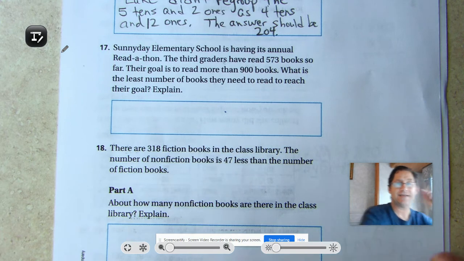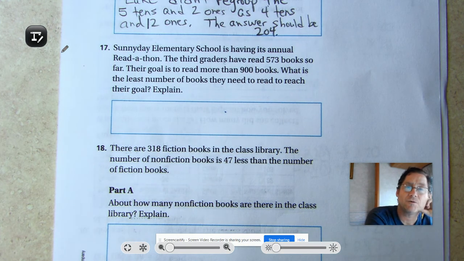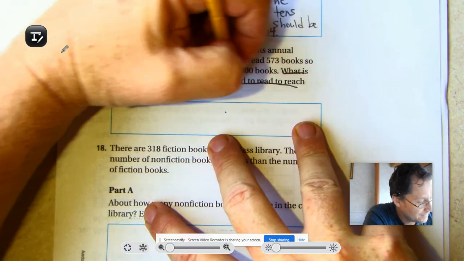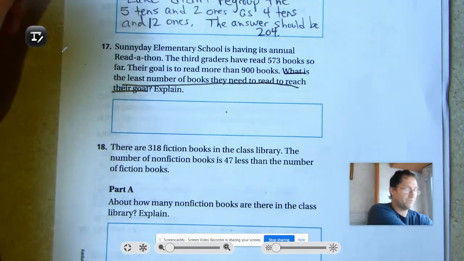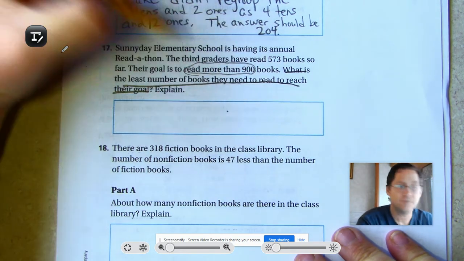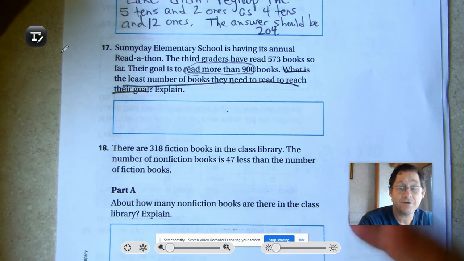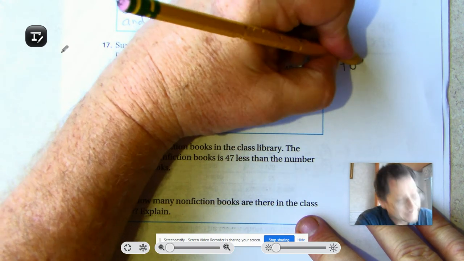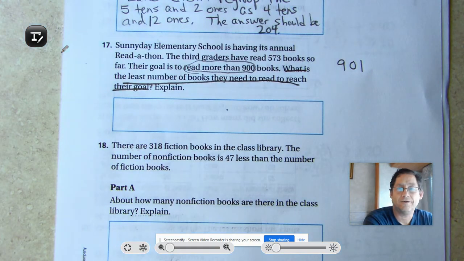Number 17, Sunnydale Elementary School is having its annual readathon. The third graders have read 573 books so far. Their goal is to read more than 900 books. What is the least number of books they need to reach their goal? So they're reading more than 900 books. 900 isn't more than 900. So we need a number that is 901 or bigger.